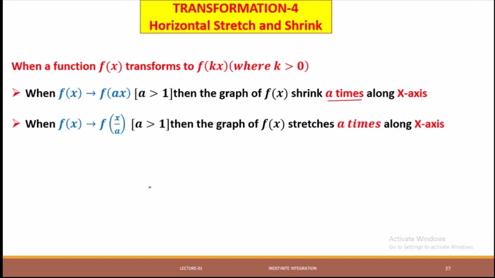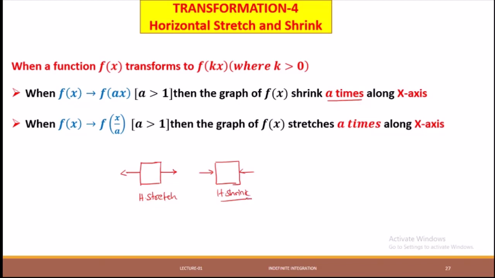So let us understand the horizontal stretch and horizontal shrink. Horizontal stretch means what? That means now I have to apply the pressure in this direction. This is horizontal stretch. Okay. Now let us understand the horizontal shrink. That means I have to apply the pressure in this direction. This is horizontal shrink.